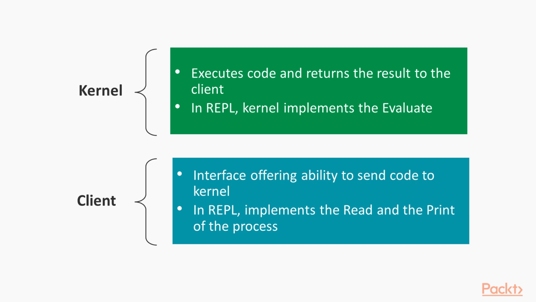Jupyter implements a two-process model with a kernel and a client. The client is the interface offering the user the ability to send code to the kernel. The kernel executes the code and returns the result to the client for display. In the read, evaluate, print loop, that is REPL terminology, the kernel implements the evaluate, whereas the client implements the read and the print of the process.